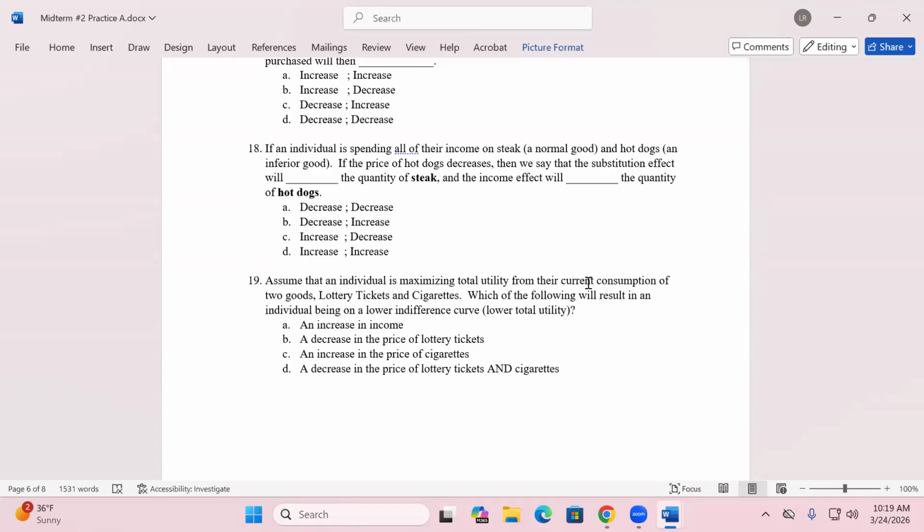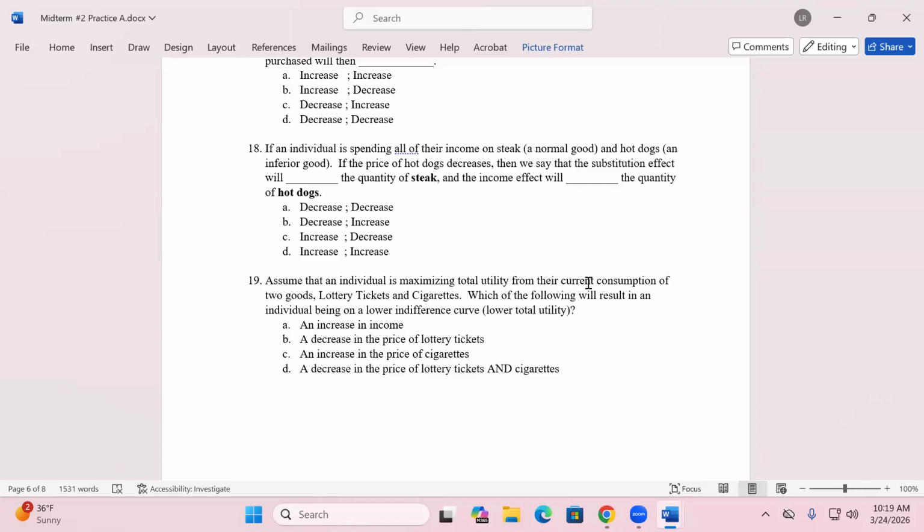Doesn't matter which way I model this. Okay? So if I have a decrease in the price of lottery tickets, if I'm only buying lottery tickets, I can now afford to buy more or less. The price goes down, I have the same income, I can buy more, right? So what's going to happen? I'm going to end up on a higher indifference curve.